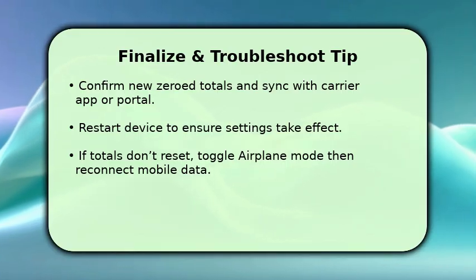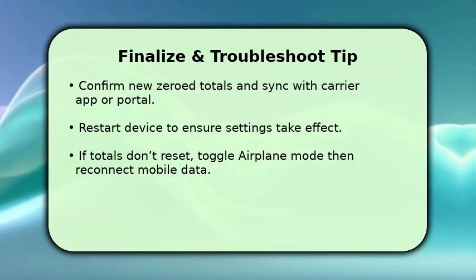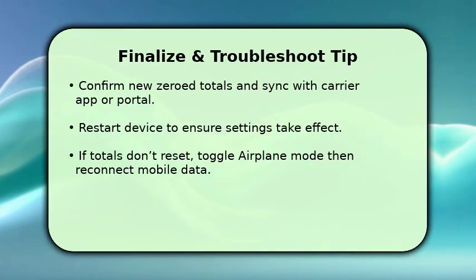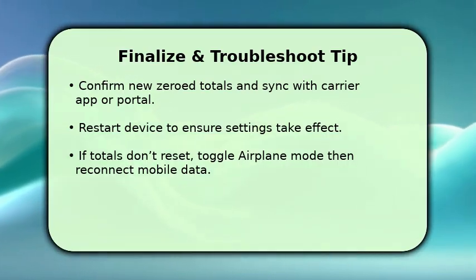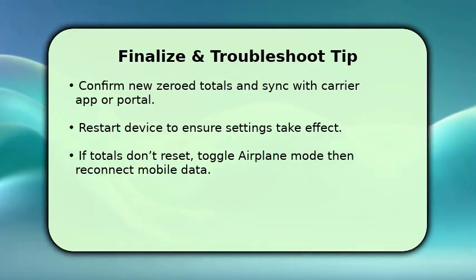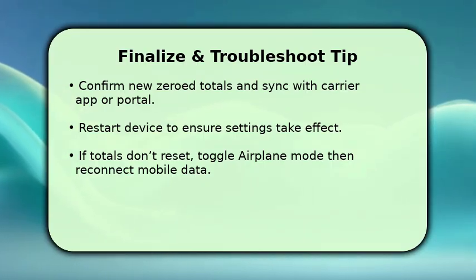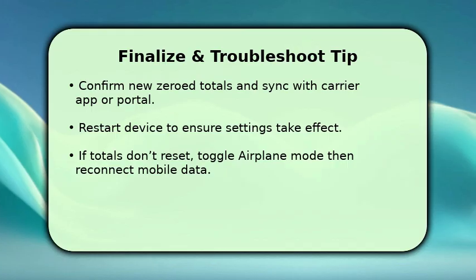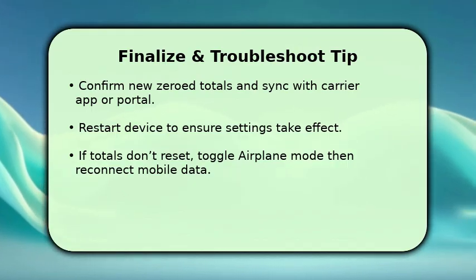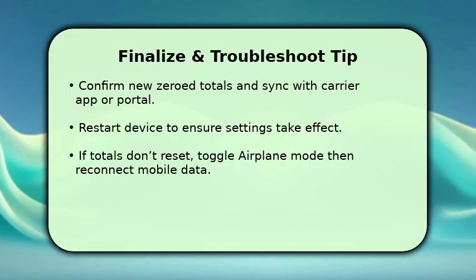Restarting your phone helps the system commit settings and refresh network stats. If numbers don't update, try toggling airplane mode briefly, then reconnect mobile data. This forces a network refresh. If you still see discrepancies, clear the settings app cache or check for a carrier profile update. One troubleshooting tip: if reset fails repeatedly, contact carrier support to confirm their reporting and cycle alignment.